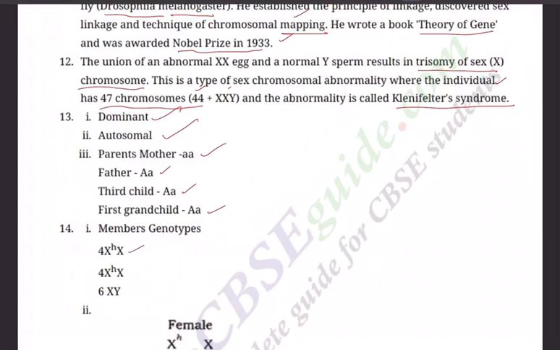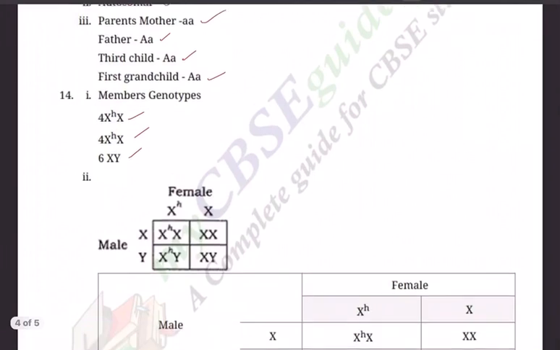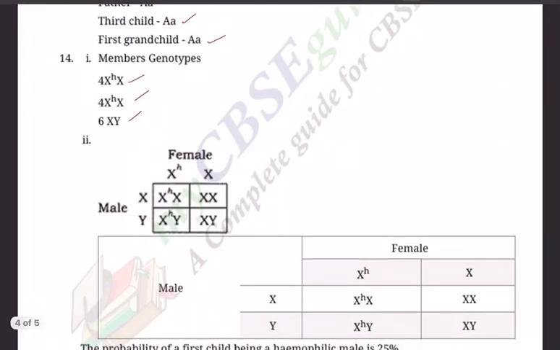And 14. The members' genotypes, of course, are 4 X^H X and 4 X X^H, meaning hemophilic, right? And 6 XY. Again, you need to check this with the board. And in the Punnett square, of course, the female has X^H X and the male has XY.